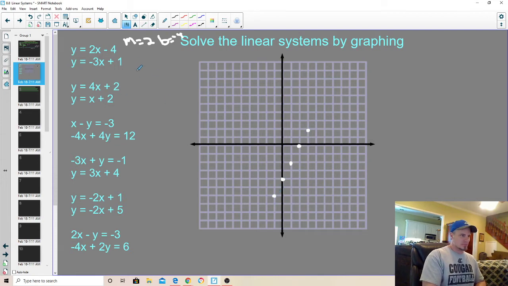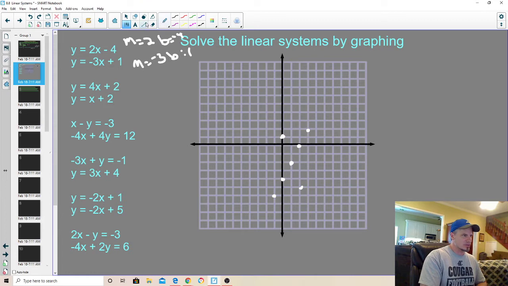Okay. Now, the next one, m is equal to negative 3 and b is 1. Okay, so b is 1. m is negative 3, the slope, so it's down 3 and over 1. Okay, 1, 2, 3, over 1. Sorry, I didn't mean to put that there. Let's get that out. 1, 2, 3, over 1. So you have a line going this way and a line going this way, and where do they cross? Well, they cross right here.